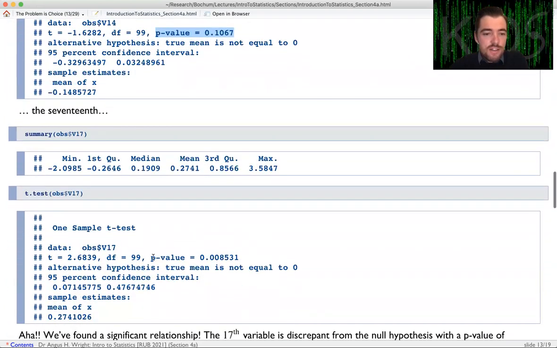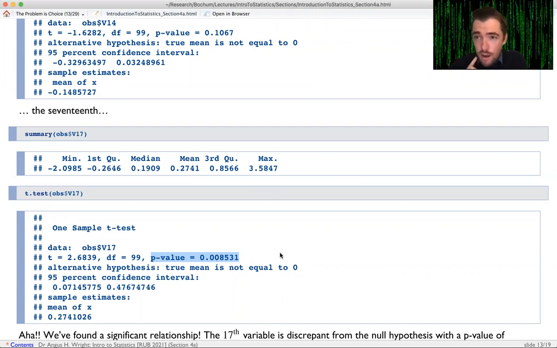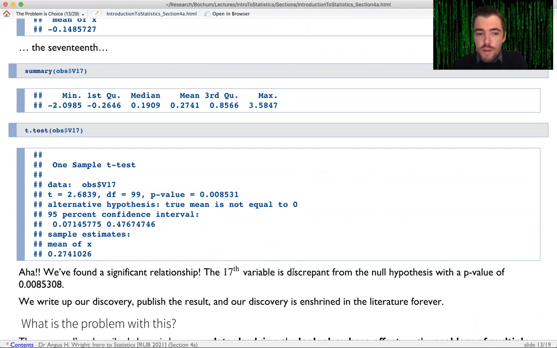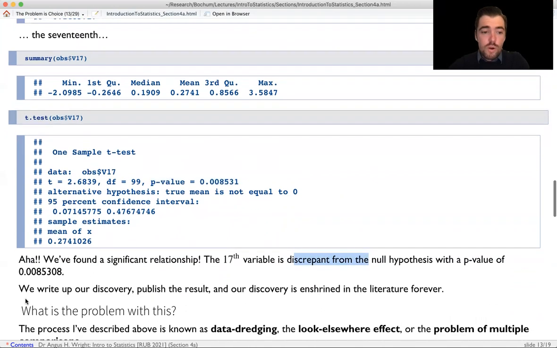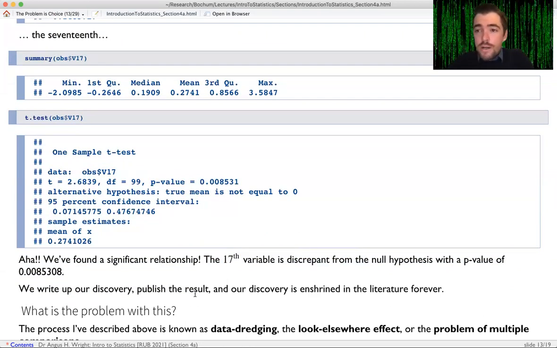We go to the 17th variable. In the 17th variable, we find a p-value of 0.008. Highly, highly significant with respect to our threshold of 0.05. So we found a significant relationship that says that the 17th variable is discrepant from the null hypothesis with a value of 0.0085. We write up this discovery, publish the results, and the discovery is enshrined in the literature forever. What is the problem with that?